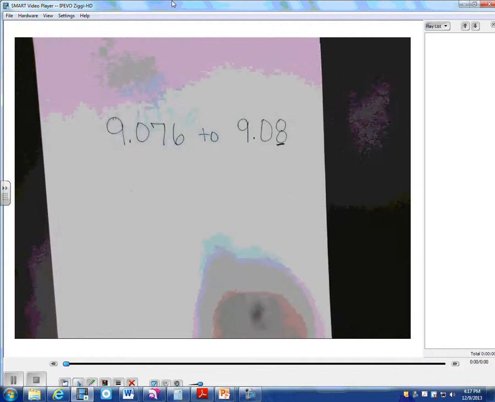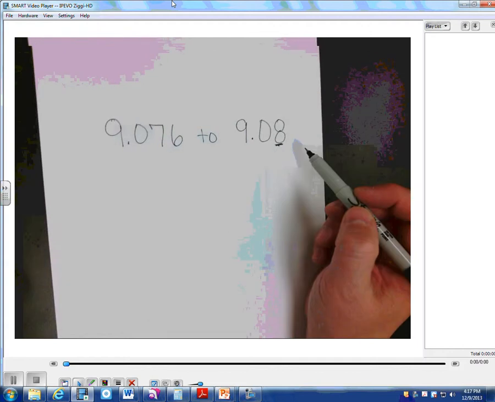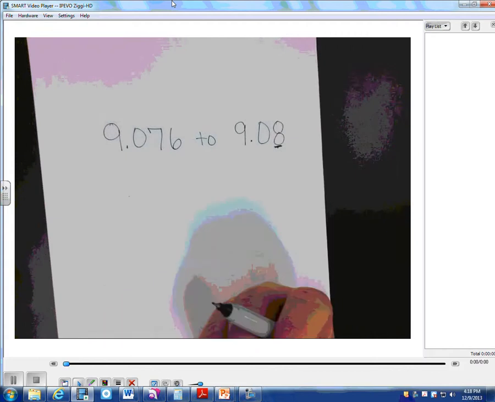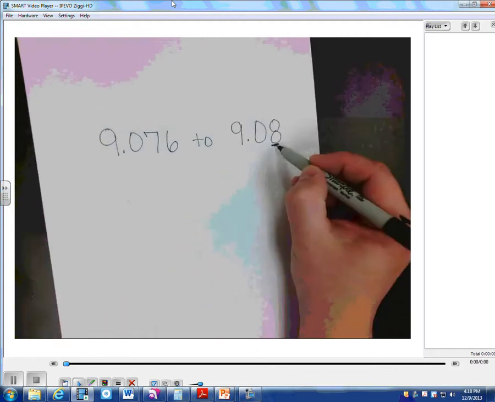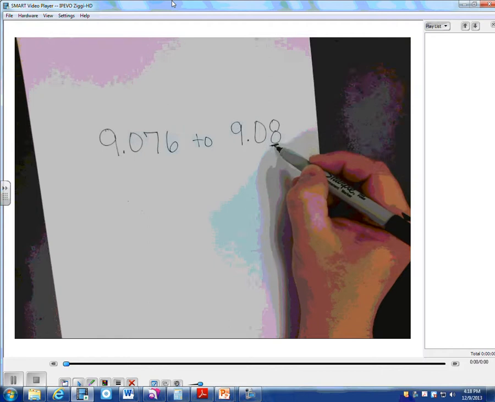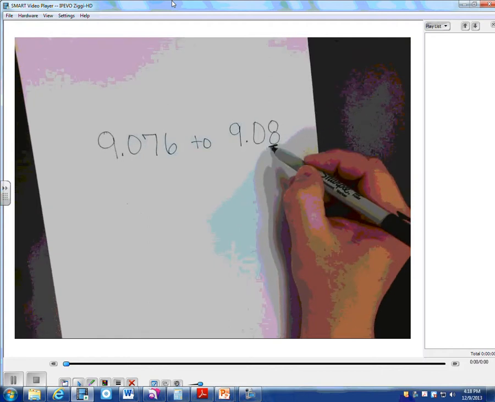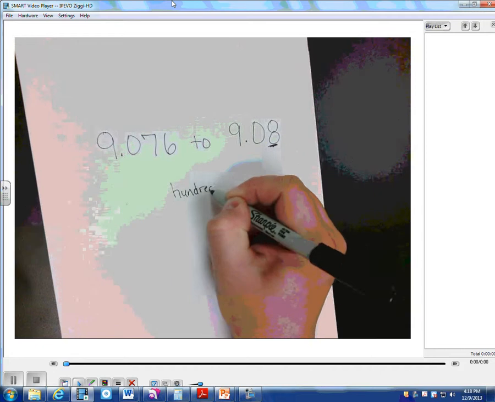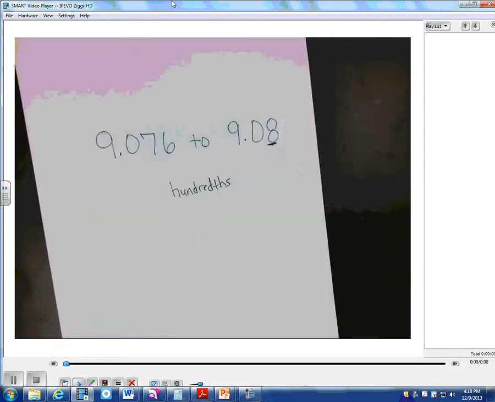And since that 8 is in the hundredths place, I know that he rounded to the hundredths. Okay, so whatever my last place value is, that's what he rounded to. So he rounded to the hundredths. Okay, so number 13 is going to be similar.